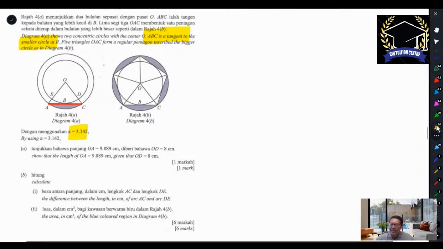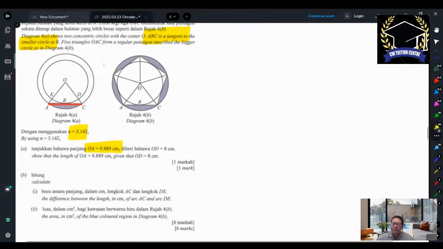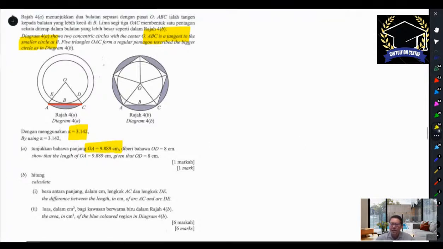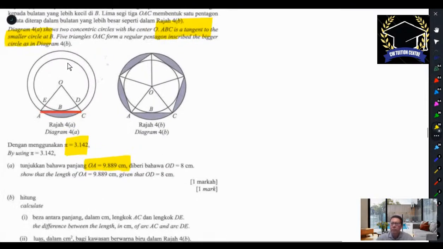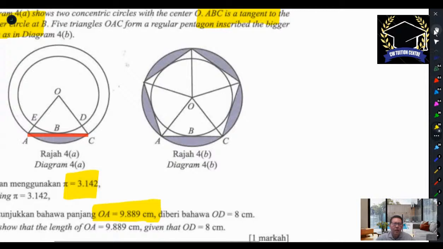Using pi, okay, it's given. Tunjukkan bahawa OA is 9.8. Okay, before I start with the questions, I will zoom into this one. And let's understand the diagram very carefully, very clearly.